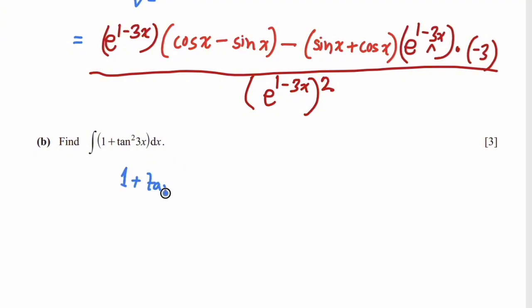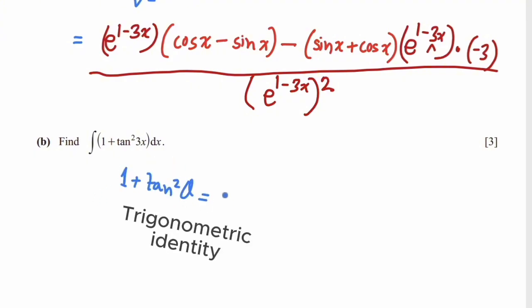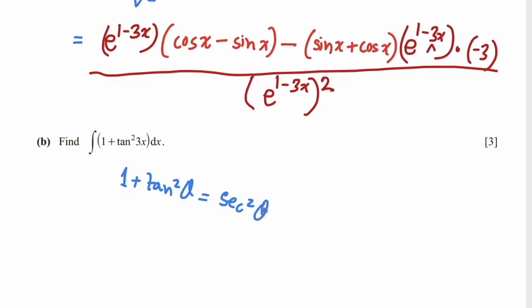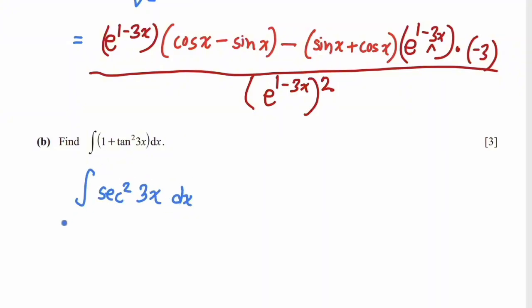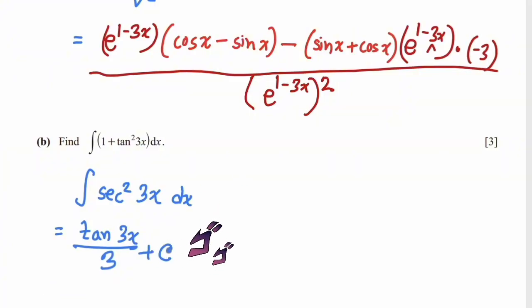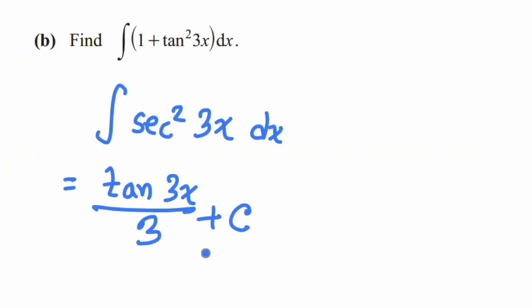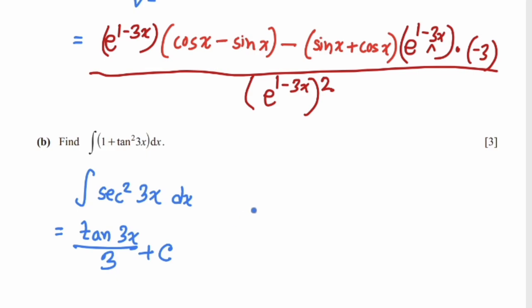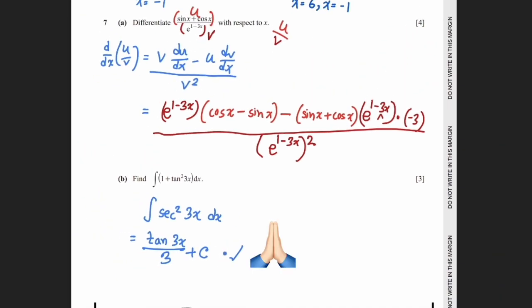1 plus tan squared theta is sec squared theta, right? So we can just replace this with sec squared 3x. Now we know the integration of sec squared 3x is just tan, and the coefficient of x comes under this, and don't forget the plus c. Bro, a lot of people forget this, but this is very important, and that is our final answer, I hope.